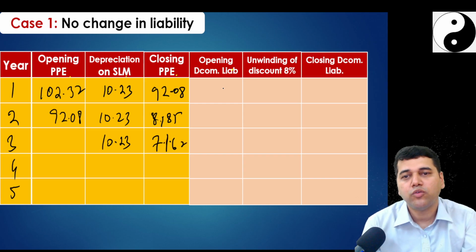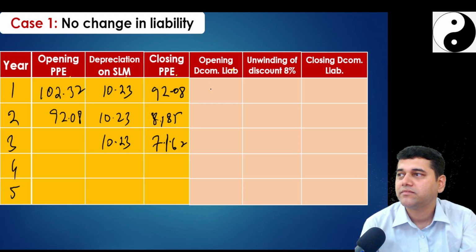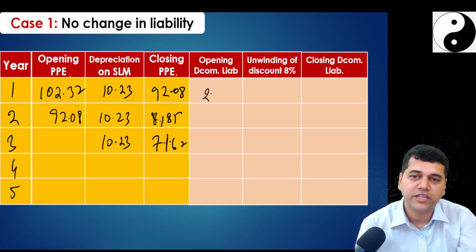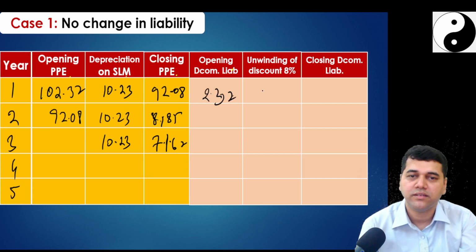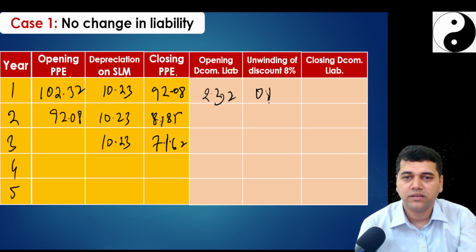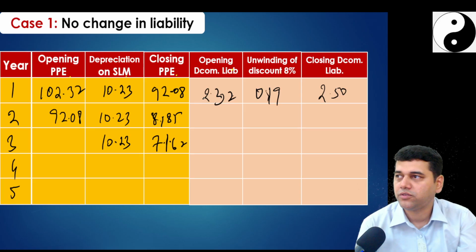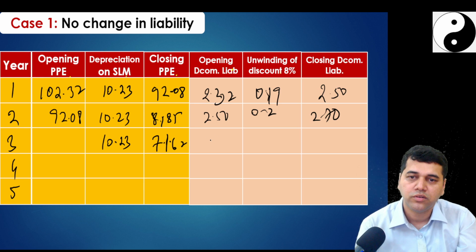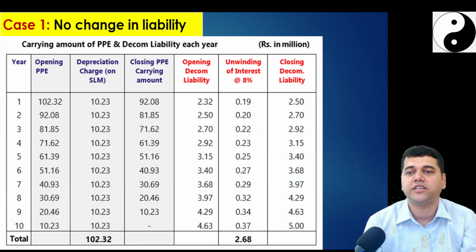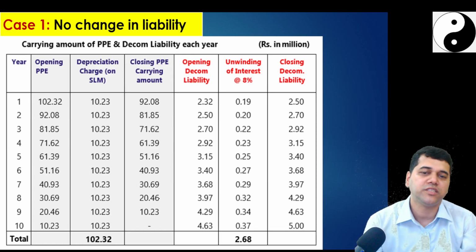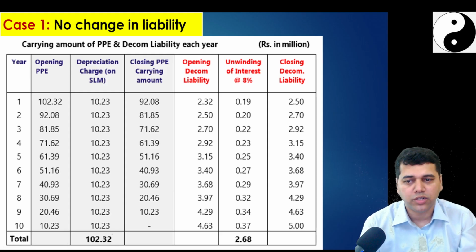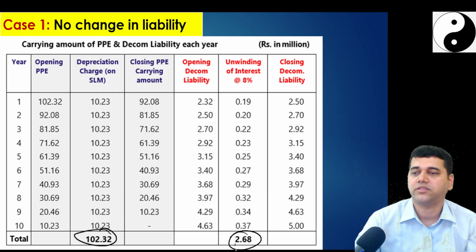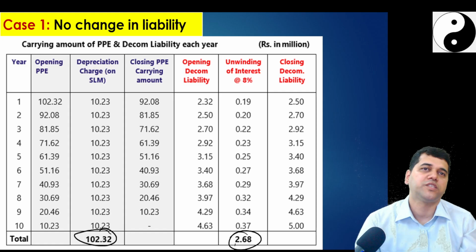I'll ask you, what is my opening decommissioning liability? 2.32. Unwinding is going to happen at 8%. 0.19. Then 2.50. 2.50 is going to become 0.22, 2.70. 2.70 is going to become 0.22, 2.92. Like this, you will present one PPE statement and one decommissioning liability statement. Okay, just write at the end total 102.32, 2.68. Yes, this is the first part of the question.